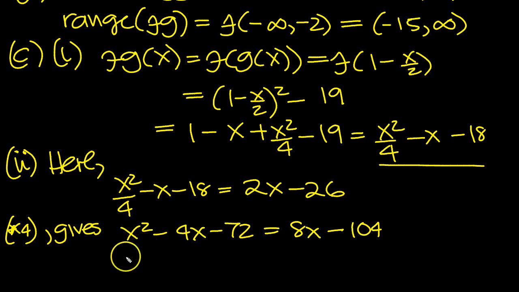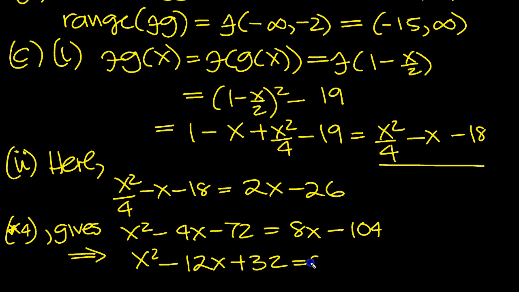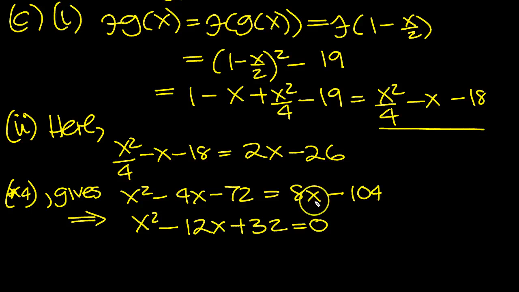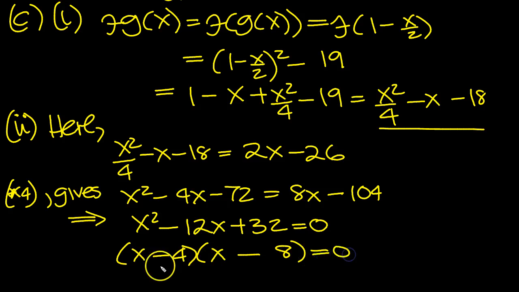Tap the numbers in the calculator if you need to. So we've got x squared. Move this over: minus 4 minus 8 is minus 12x. Move this over: plus 104 minus 72 is plus 32, equals 0. Now we can factorise, hopefully. x and x. 8 fours, they add up to 12, don't they? So that's 8 and 4, minus and a minus. So the two possible answers are x equals 4 and x equals 8.